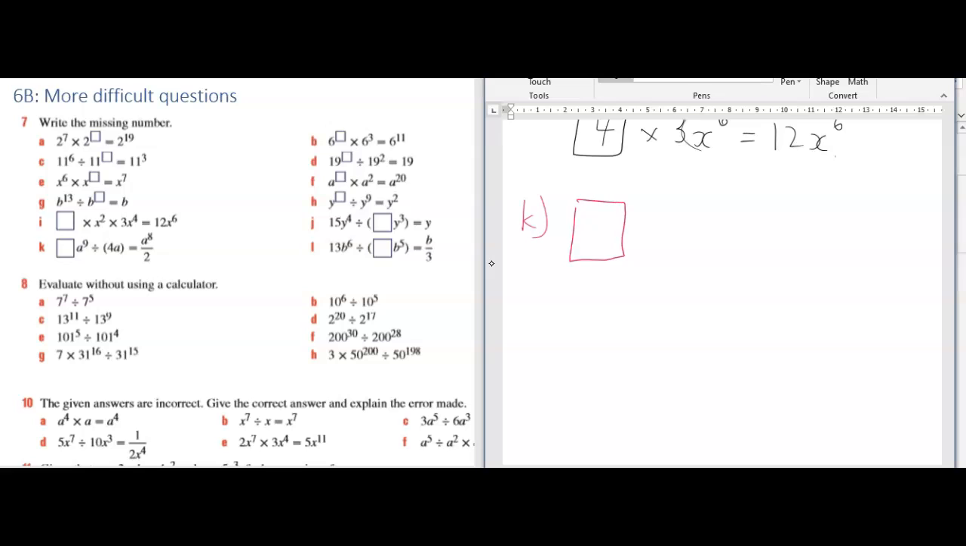All right, let's have a look at K and then we'll move on to the next question. My stomach is rumbling. Okay, and I'm freezing. My feet are so cold. I'm sitting next to the heater. I need to probably turn it up.